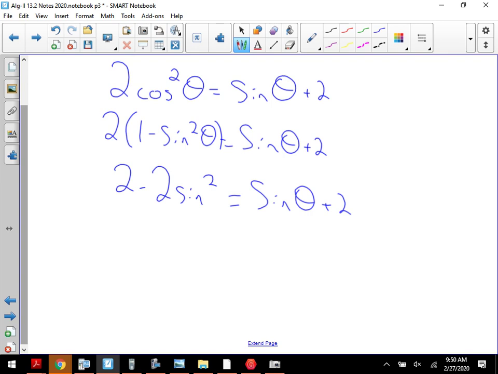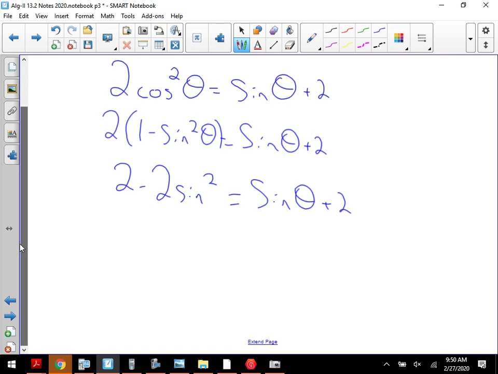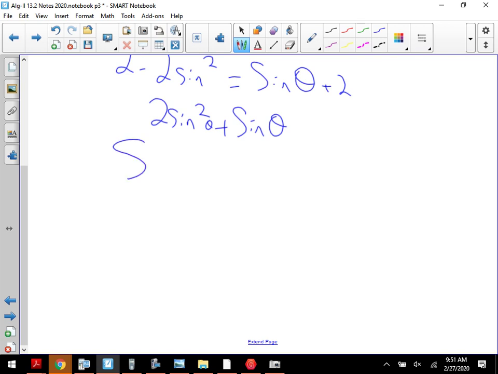So hold on. Which means I got to move everything to the right. So I get 2 sine squared plus sine theta. The other 2's drop out. I can factor this out. I have sine equal to 0, don't I? Yes. When you had quadratics, you had 2 parts equal to 0. It means you set both parts equal to 0, correct?